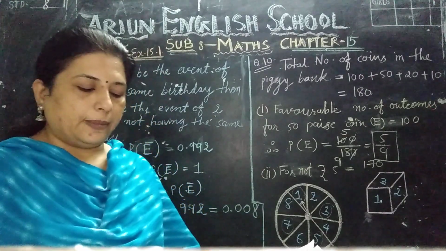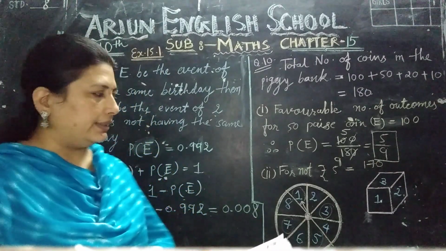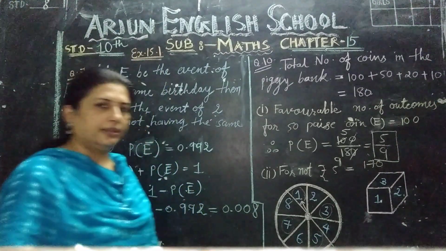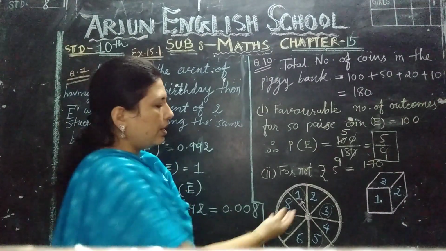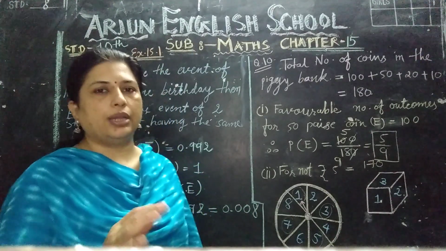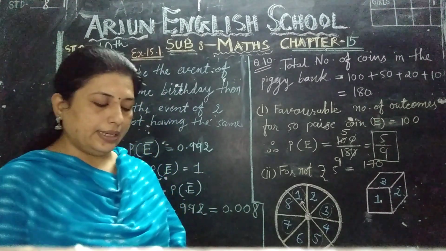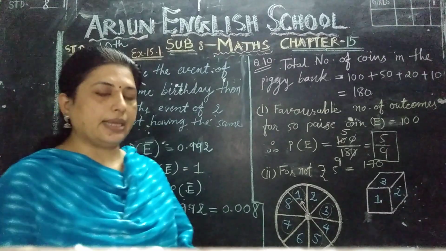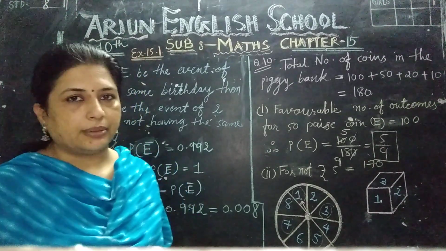Next question is a number less than 9. Less than 9 number. All numbers 1, 2, 3, 4, 5, 6, 7 and 8 are less than 9. So probability is 8 by 8 means 1.